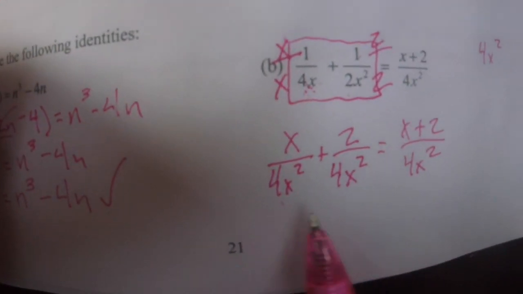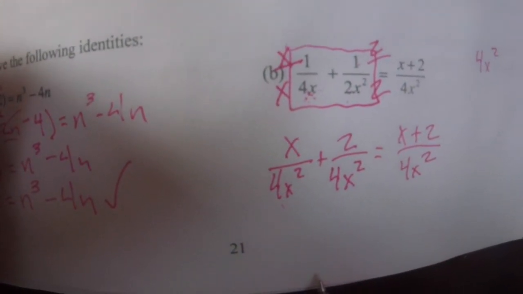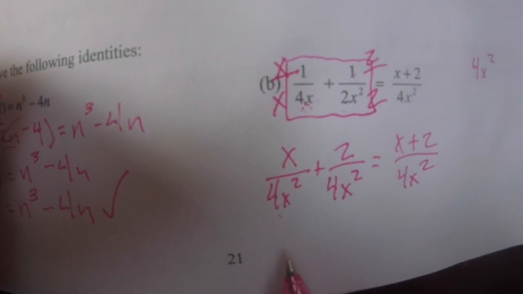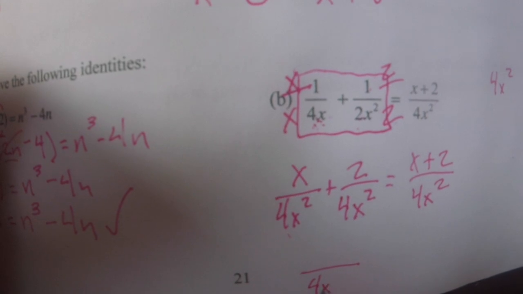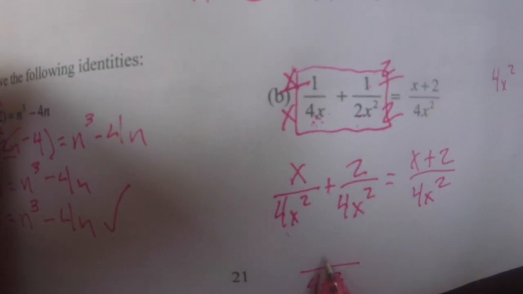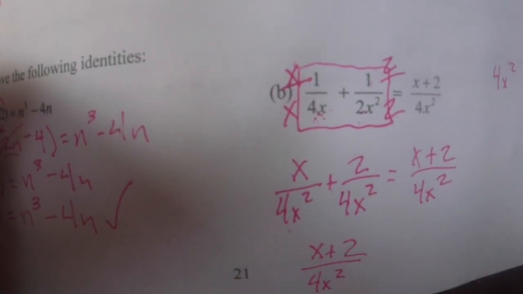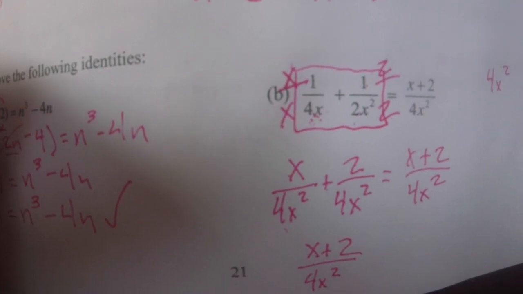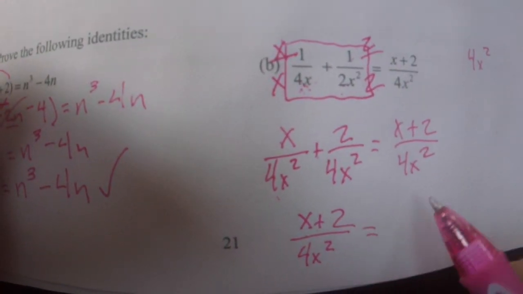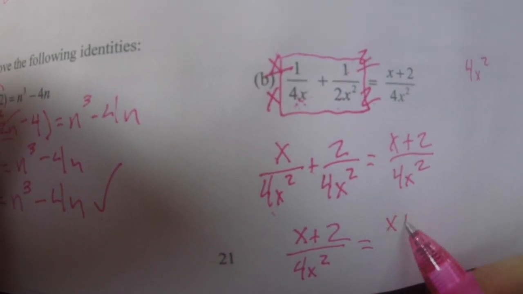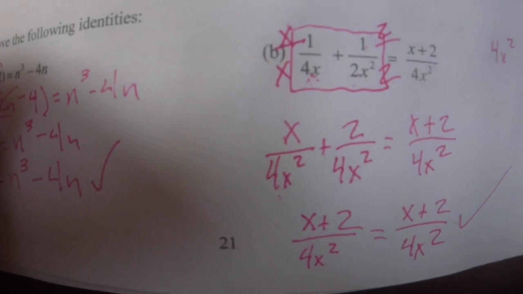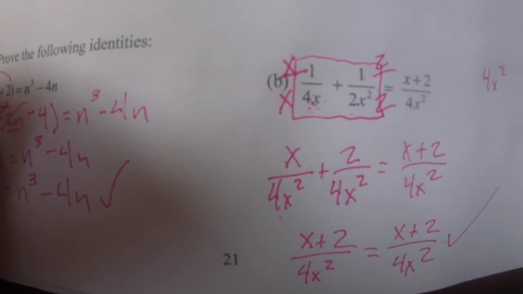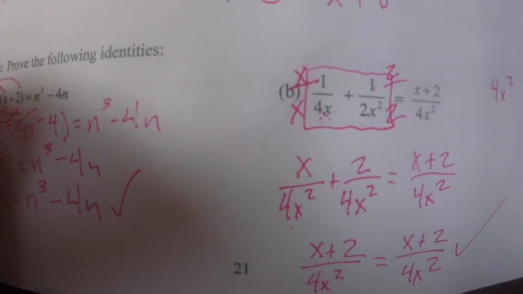All right, now I can add these two fractions together. Remember, when I add fractions together, denominators stay the same. Add the top. So I have x plus 2 over 4x squared equals, look what's over here, x plus 2 over 4x squared. Boom, just proved another one. All right, let's move on to the next page.